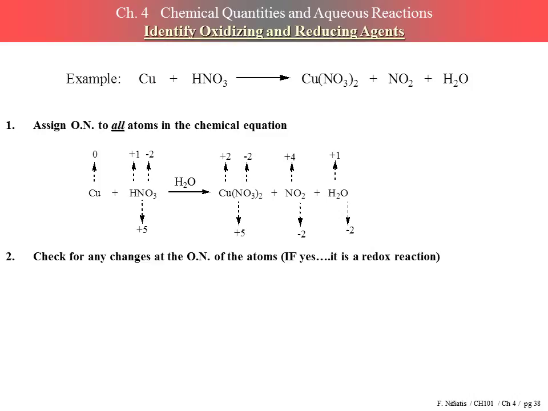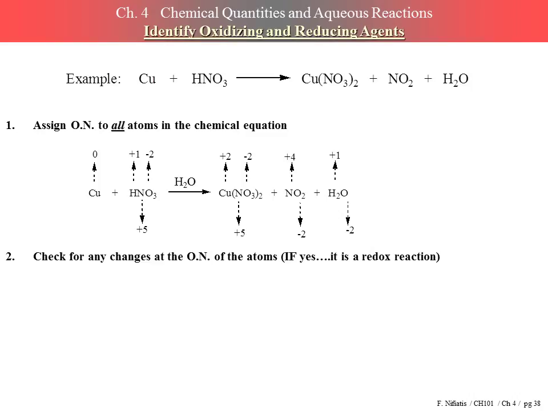Now, in order to have a redox reaction, in order to have an oxidizing and reducing agent, you need an atom to change oxidation number as we are going from the reactants to the products. Something must go up, something must go down, something must get oxidized, something must get reduced. So, as we are going from here, nitrogen is going from +5 to +4. What do you think? Is it getting reduced or oxidized? It's getting reduced because the oxidation number is going down.